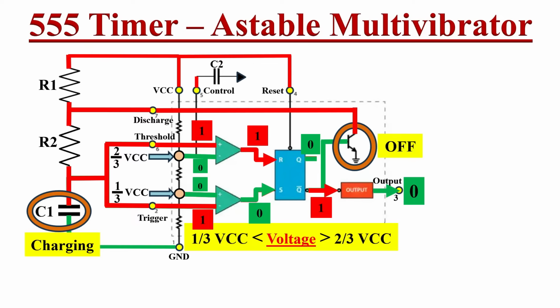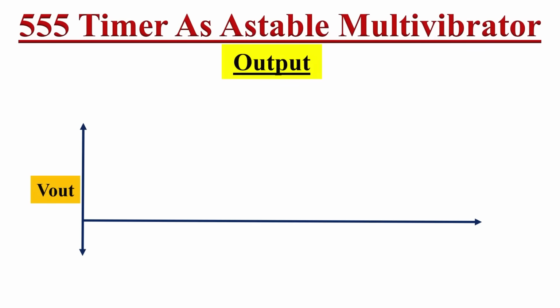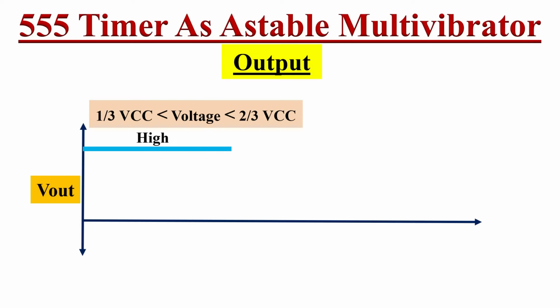to logic 0. This transition in the output from logic high value to logic low value can be represented like this. If we represent this output transition in a graph, whenever the capacitor voltage level is in between 1/3 VCC and 2/3 VCC level, then the 555 timer output will be in logic high level.